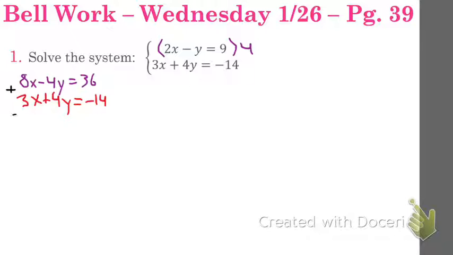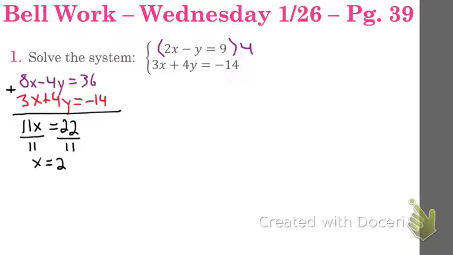From here, add them together. 8x plus 3x, 11x, or negative 4y plus 4y. That cancels out. So our y is eliminated. So we have 11x equals 36 plus negative 14 is going to give us 22. So now we just divide both sides by 11. X equals 2.